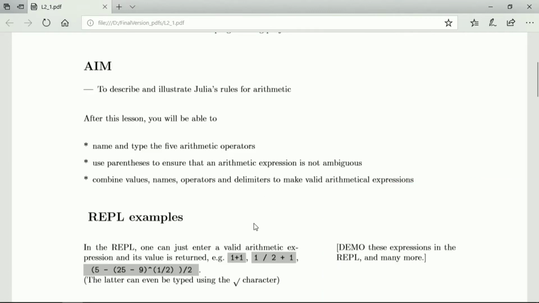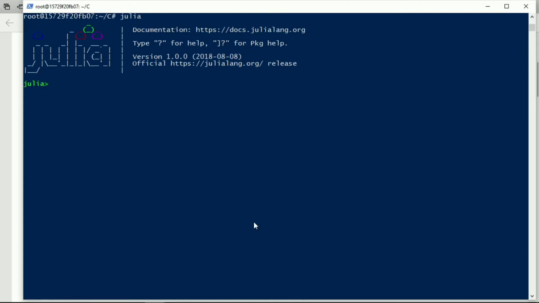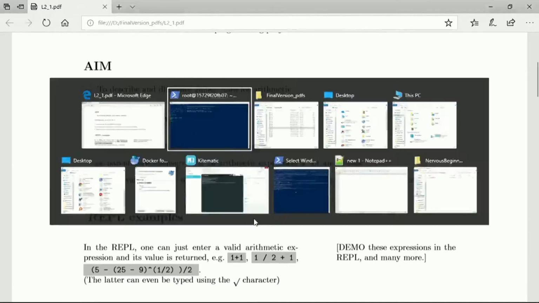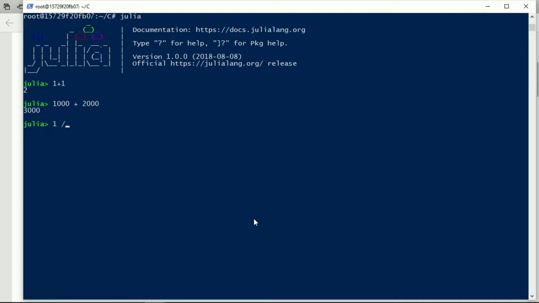So let's take a look at some examples in the REPL. 1 plus 1 is 2, and 1,000 plus 2,000 is 3,000, and so on. We can have 1 over 2 plus 1, and Julia will give us a value if we do that.